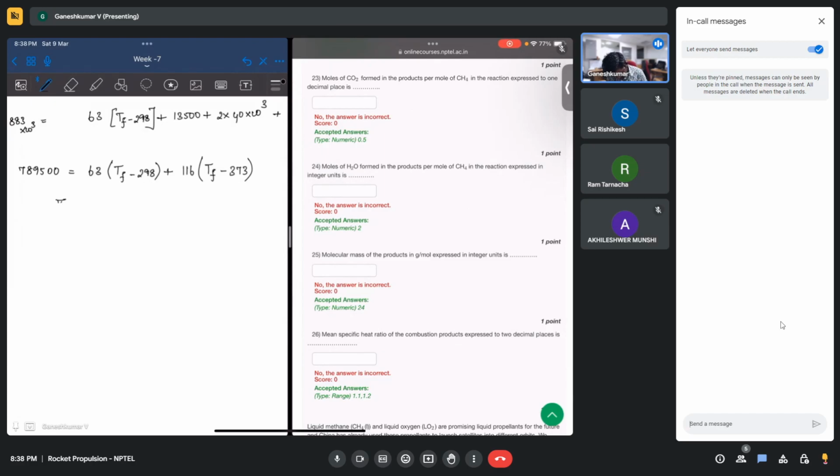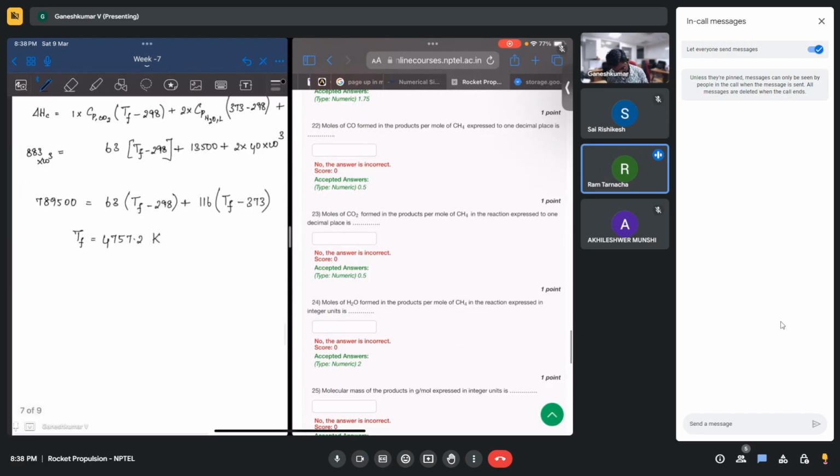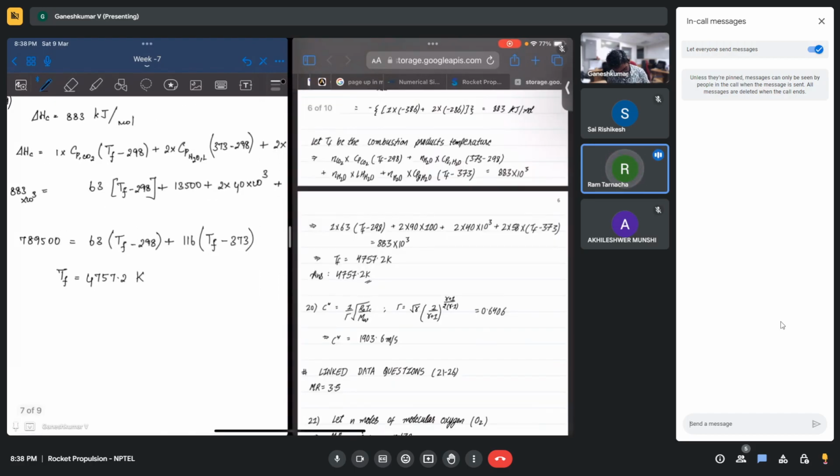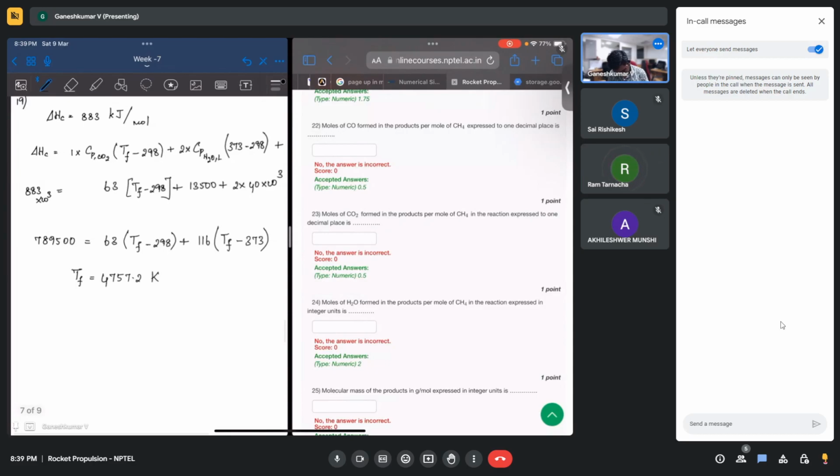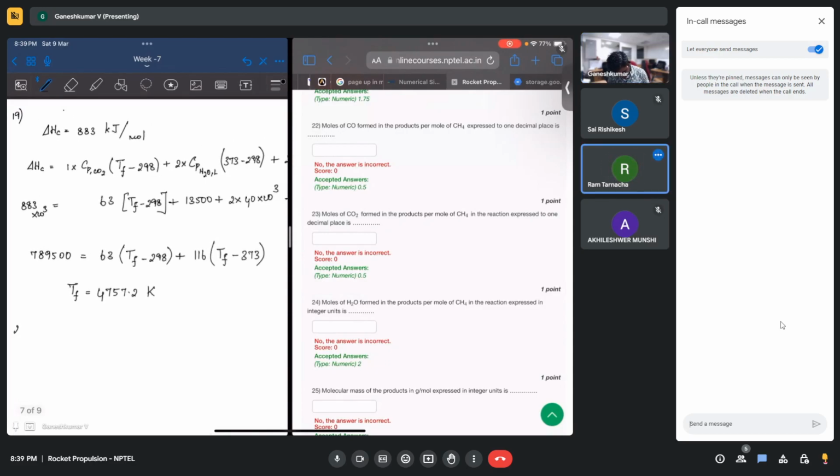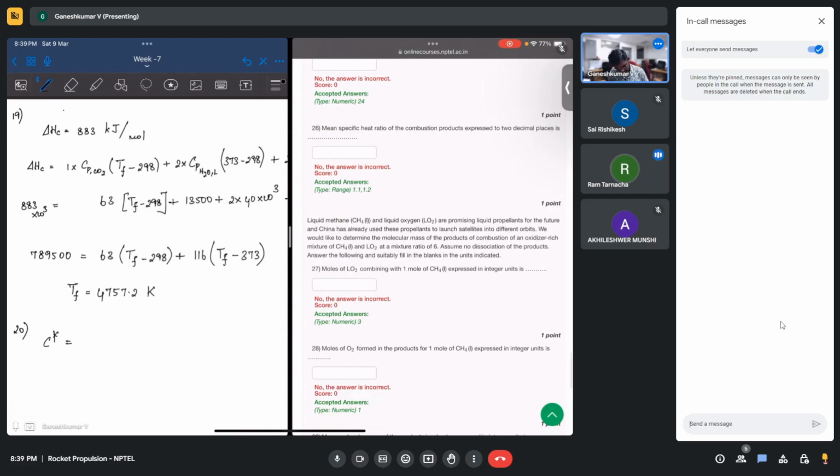Okay, so I am getting TF to be 757.2 K. Only thing, are my calculations wrong? Probably whatever they gave here, they wrote it as 100, but I feel it's 75 only. The final answer is right. Yes, I also get 757. Then I think C star would also be the same.